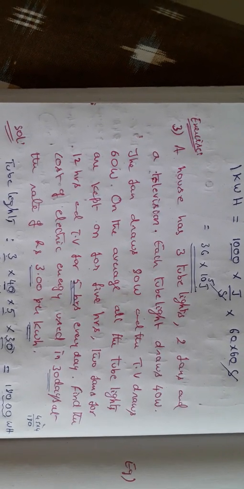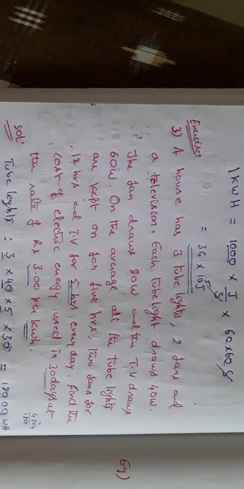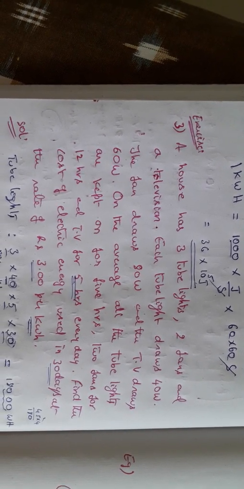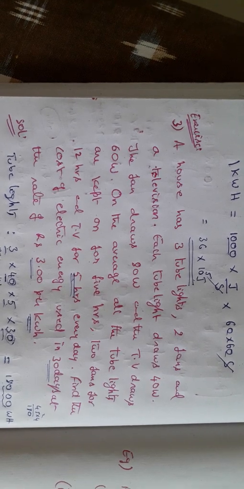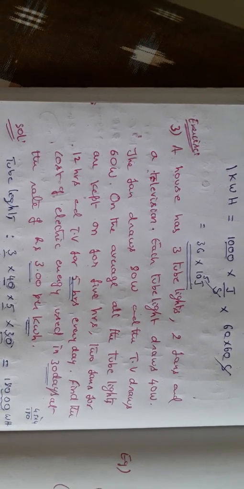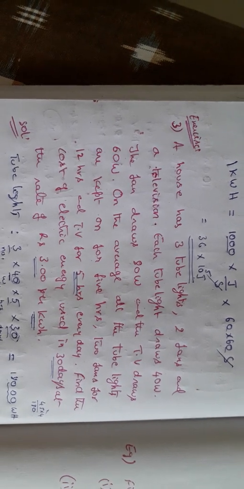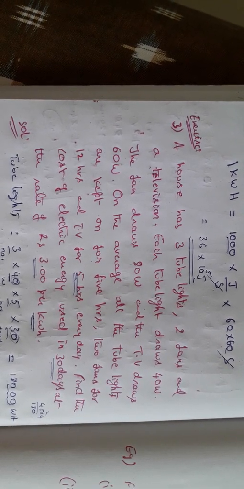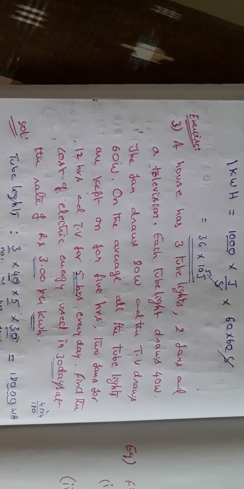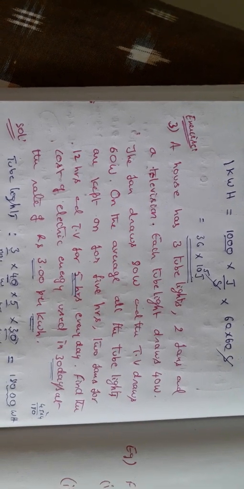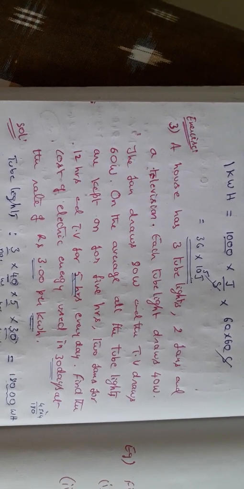A house has 3 tube lights, 2 fans and a television. So 3 electrical devices are given. Each tube light draws 40 watts, fan draws 80 watts and TV draws 60 watts. So this is the power consumption by each electrical device. On the average, all the tube lights are kept on for 5 hours. So every day for 5 hours on an average.